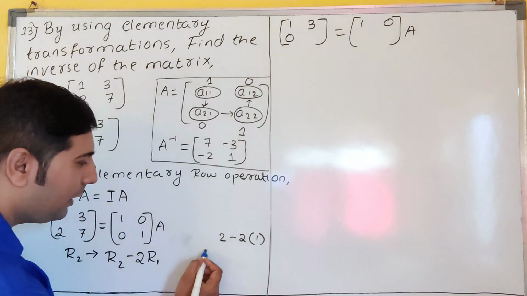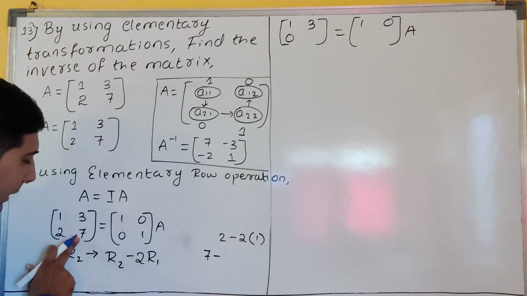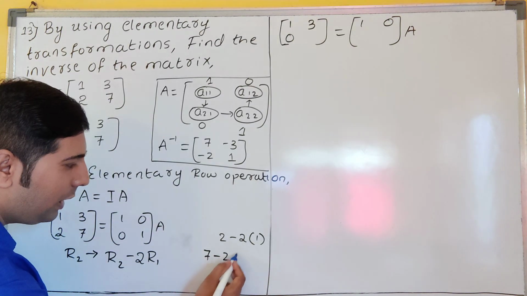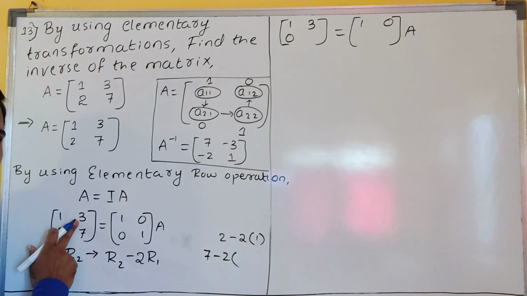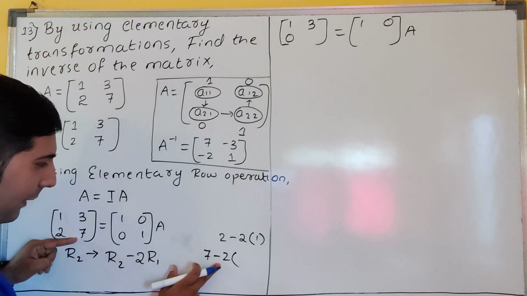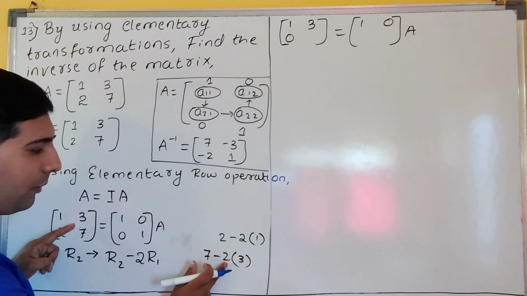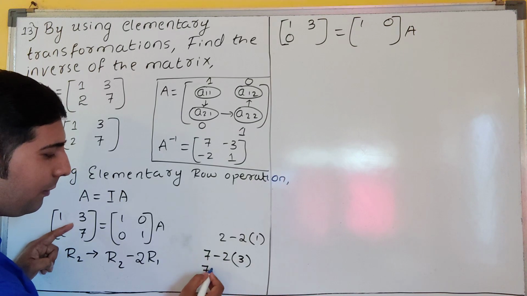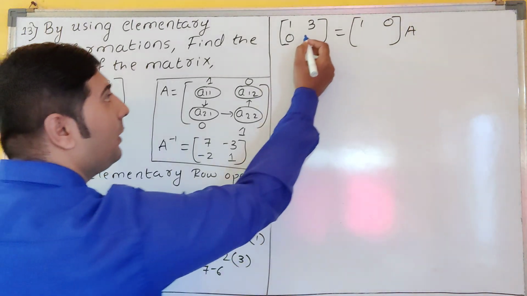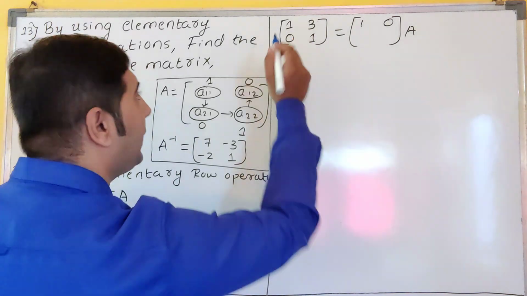Next you come. R2 is how much? R2 is 7. R2 is 7, -2 into R1 is how much? 3, or not? R2 is 7 now, -2 into R1 is how much? 3. -2 into 3 is how much? -6. 7 minus 6 is 1, dear students. I hope it is clear.